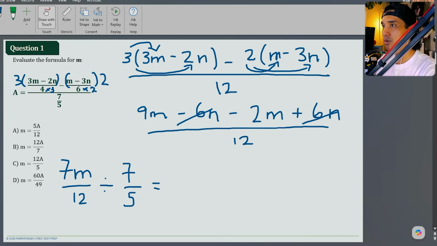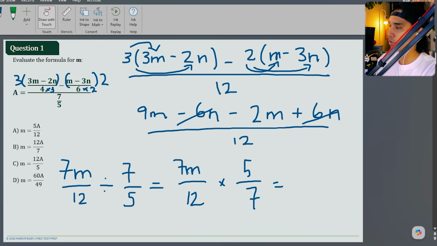In order to divide, we must keep, change, flip, because when we multiply, we could just multiply straight across. But in this case, we're dividing, and we need to keep, change, flip. And what I mean is you keep this 7m over 12, we change the sign to multiplication, and then we flip the fraction, and it looks like this. Keep, change, and then flip. And now we have a fraction that we're familiar with, and we could just multiply across.